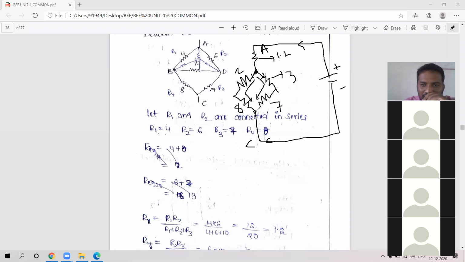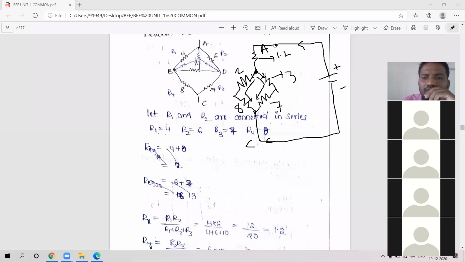This is a node. Current is dividing here, so it is parallel. So this 7 and 3 and 8 and 2 are parallel. Don't write this voltage source. I am just giving you a voltage source as an example.